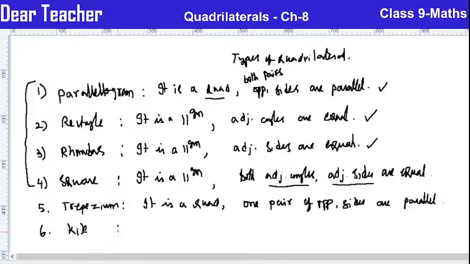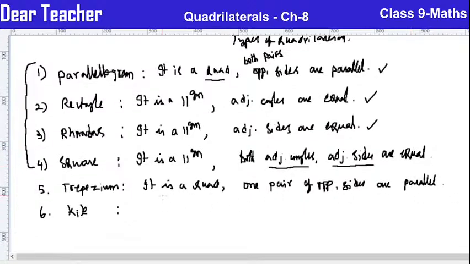The kite has a special property. It is not a parallelogram. It is not a rhombus. A rhombus can be a kite, but a kite cannot always be a rhombus. So I'll draw and I'll show you. For example, this is the figure.